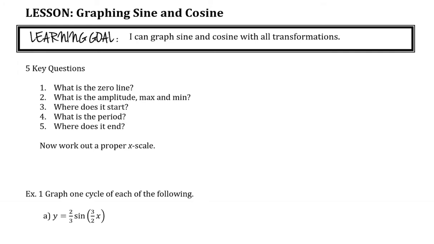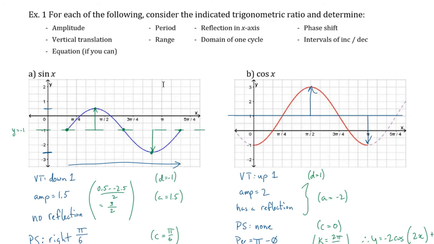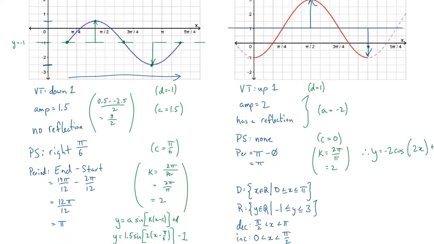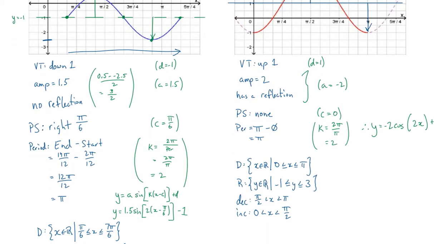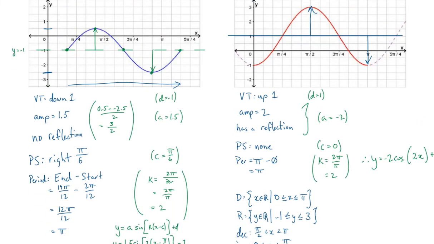So if we compare this to the last lesson, where we were given the graph and we were coming up with the properties, you can see up here are the properties that we were looking at. And we were given these graphs, and we looked at the curve, and we came up with, let's say, the vertical translation, the amplitude, phase shift, period, and so on and so forth. And when we did that, we looked at things like the zero line, and we found the zero line, and we used that to determine the vertical translation and the amplitude.